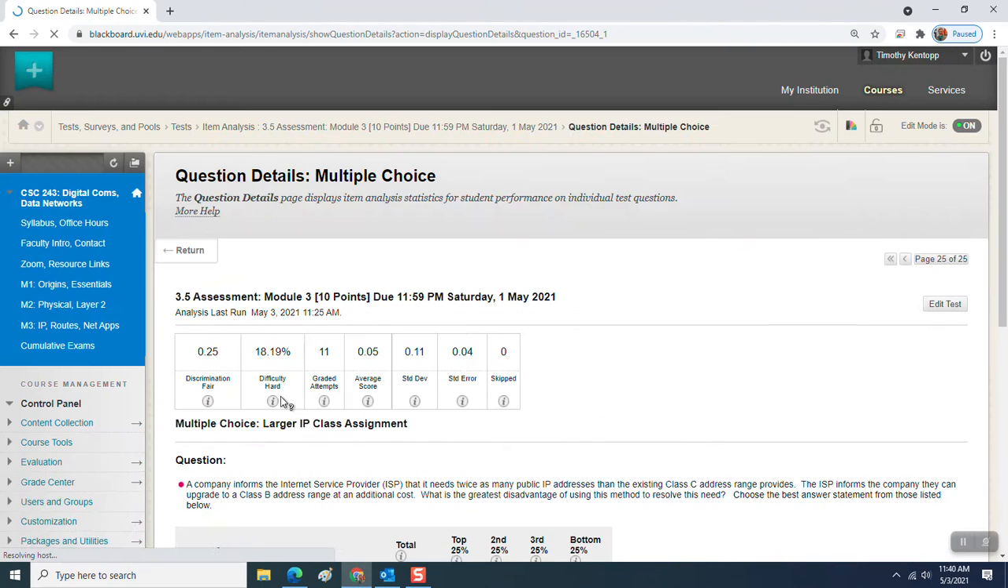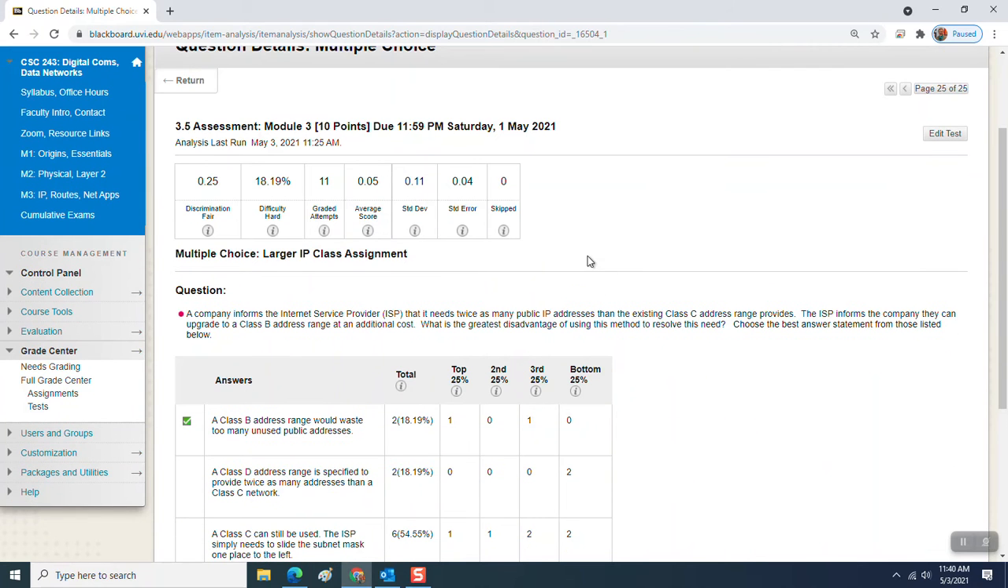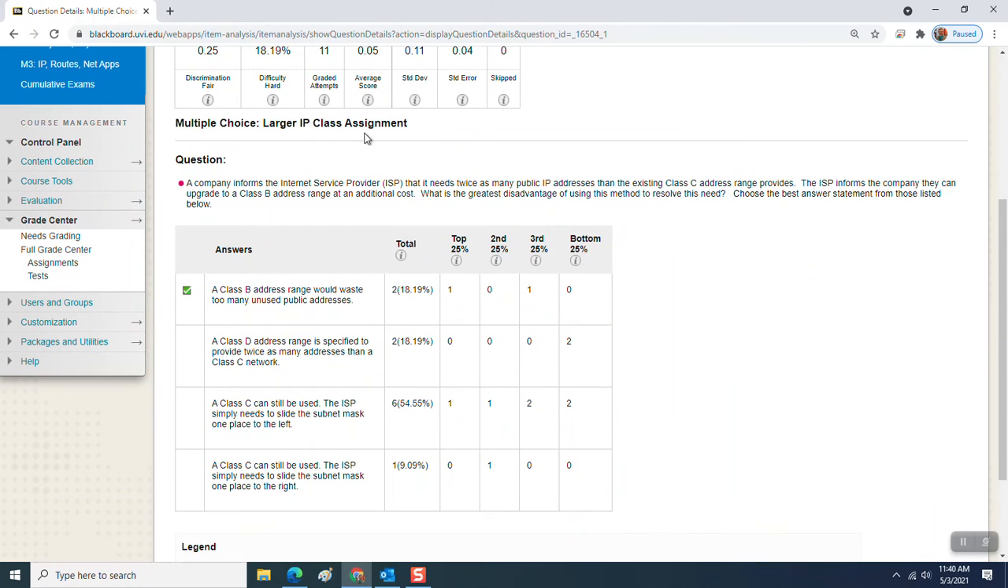Our first challenge item for the assessment involved larger IP class assignment. So a company informs the internet service provider that it needs twice as many public IP addresses than the existing Class C. A Class C address has 256 addresses. 3 of those are taken up. 253 are usable. 1 is used to designate the network ID, the gateway, and the broadcast each. The ISP informs the company they can upgrade to a Class B address range at an additional cost.